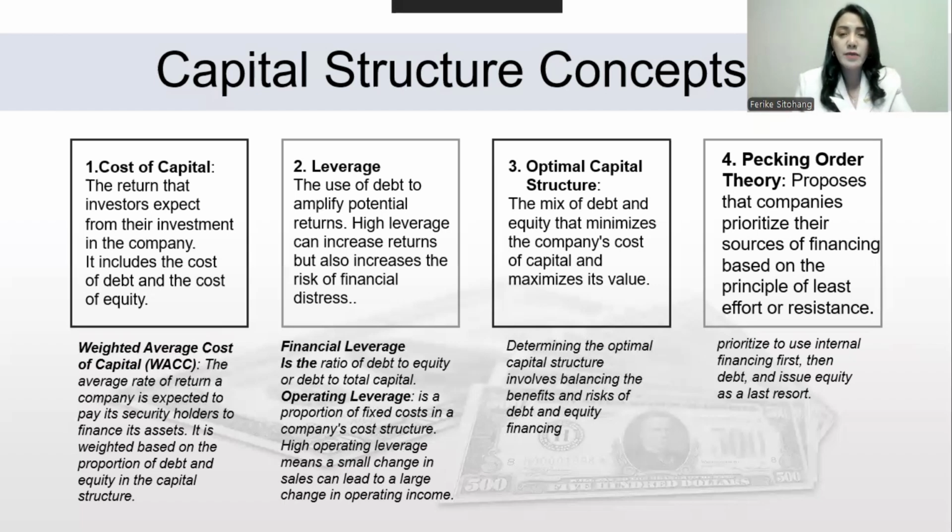And the third concept is what we call optimal capital structure. It is a mix of debt and equity which minimizes the company's cost of capital and maximizes its value. Determining the optimal capital structure involves balancing the benefits and the risks of debt and equity financing. And the last concept of capital structure is pecking order theory. This theory proposes that companies prioritize their sources of financing based on the principle of least effort or resistance. Prioritize using internal financing first, then debt, and issue equity as a last resort.